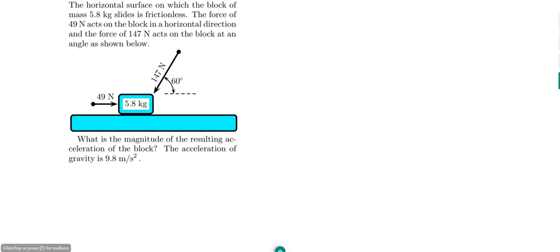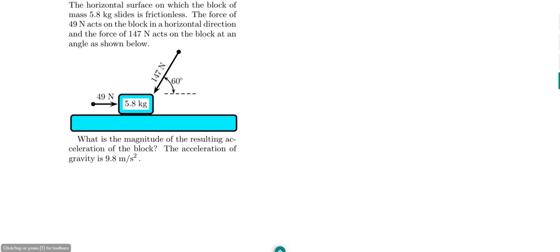The horizontal surface on which the block of mass 1.8 kilograms slides is frictionless. So that means we can ignore any sort of friction forces between the block and the surface. The force of 49 newtons acts on the block in a horizontal direction. So that's the force to the left, and the force of 147 newtons acts on the block at an angle as shown below. So this is the 147 Newton force. You can see it's at an angle making 60 degrees with the horizontal direction.